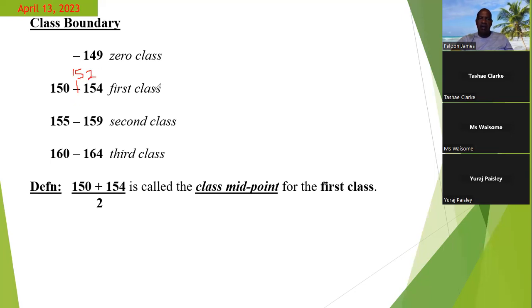Yes, sir. All right. Now, the same 2 that you add to the lower limit of the first class, you can add it to the lower limit of all the classes to get all of the midpoints for all of the classes. So what would be the midpoint for the second class, Mr. Paisley?